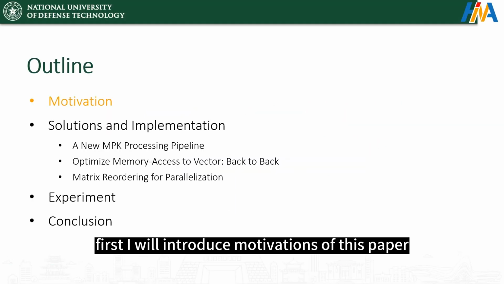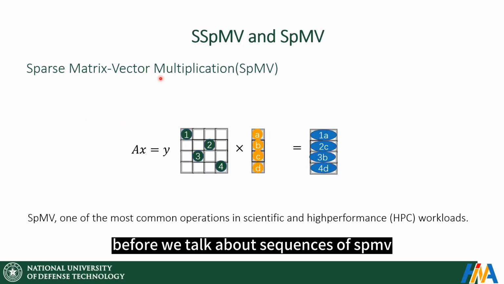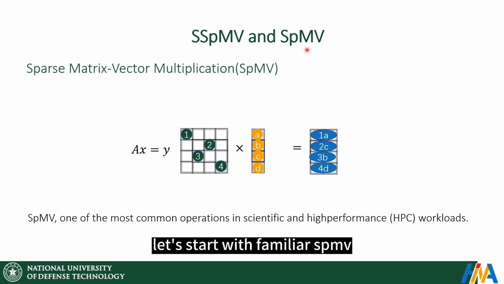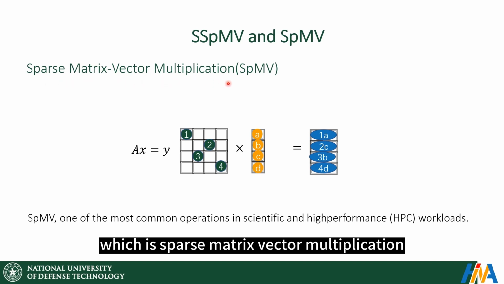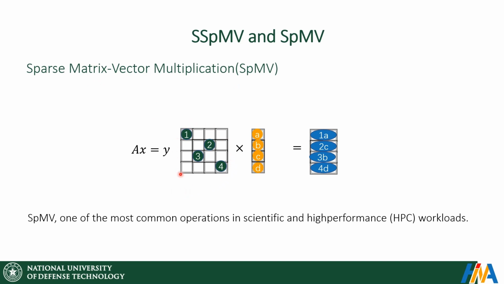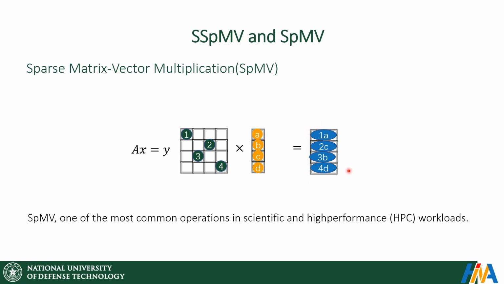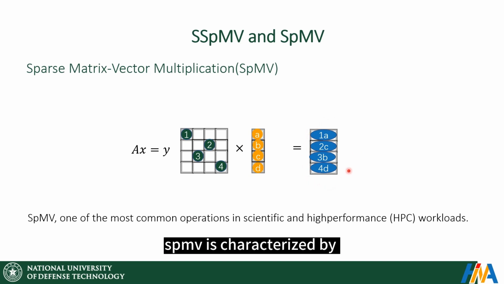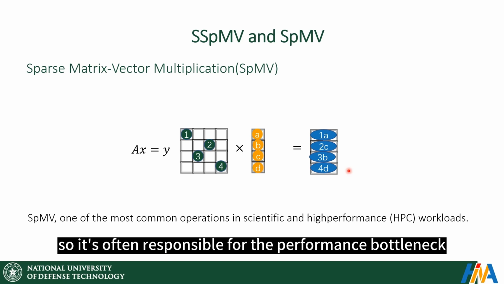First, I will introduce the motivations of this paper. Before we talk about sequences of SpMV, let's start with the familiar SpMV, which is sparse matrix vector multiplication. An SpMV operation multiplies a sparse matrix A by a dense vector X and then produces a dense vector Y. SpMV is characterized by a low arithmetic intensity and irregular memory access patterns, so it's often responsible for the performance bottleneck.